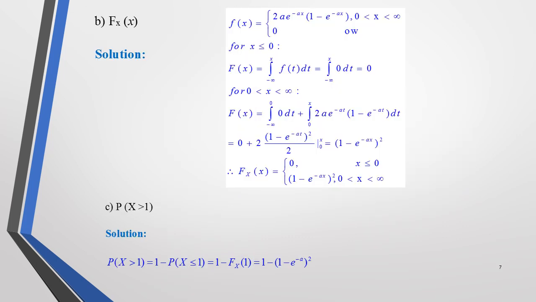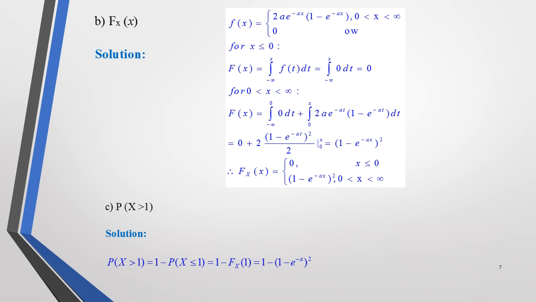B. Find the cumulative distribution function. Remember that capital F of x equals the probability of our random variable x less than or equal to little x, and in case of continuous random variables, this CDF equals the integral from negative infinity to little x of f of t dt. Note that we introduce the variable t here because x is one of our limits of integration. So to avoid confusion between x and the variable of integration, we use t instead of x.